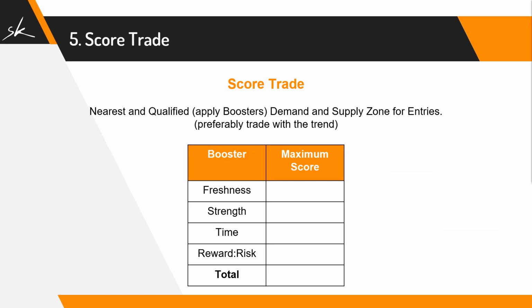Now we will look at the booster scoring of this zone. The zone is fresh, therefore gets a score of 3. Leg out strength is explosive, therefore gets a score of 2. Time or number of candles in the basing is 1, therefore gets a score of 2. And when the price comes back to the zone, if we have required reward to risk ratio, it will get a score of 3. Therefore, the total score of the zone is 10.